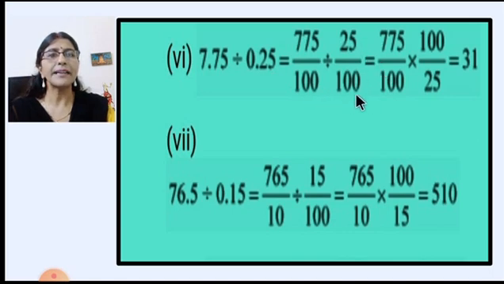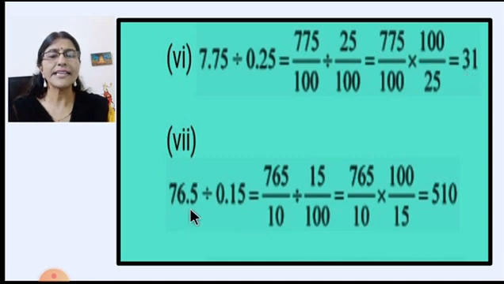Now we will multiply 100 into 100 here. One more thing you can do here: division is there, no? So we will convert it into multiplication, and then this will be converted into reciprocal form. So we'll write 100 upon 25. Now this 100 will be cut. You will get 775 upon 25. When you reduce this, you will get 31.